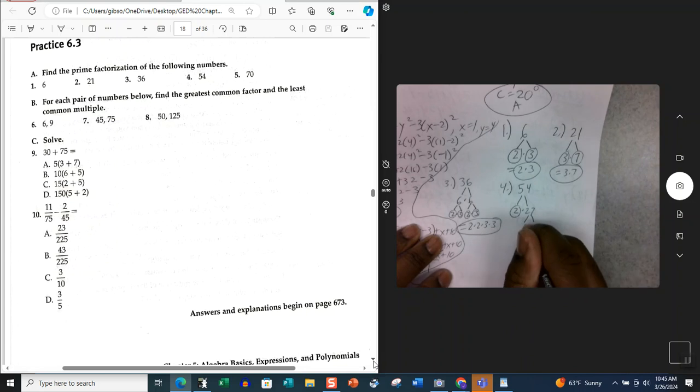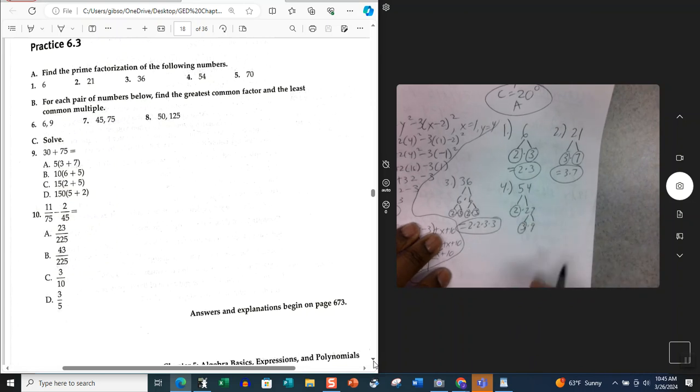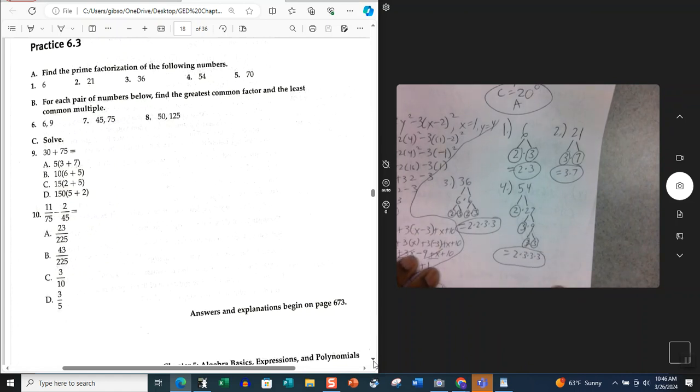27 can be broken down to 3 times 9. Now we know 3 is prime, but 9 is not, because 9 can be broken down to 3 times 3. Now if you notice here, all numbers are circled now. So our prime factorization would be 2 times 3 times 3 times 3. That would be number 4.